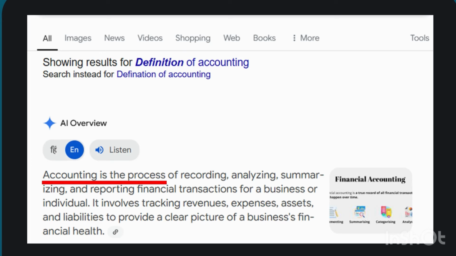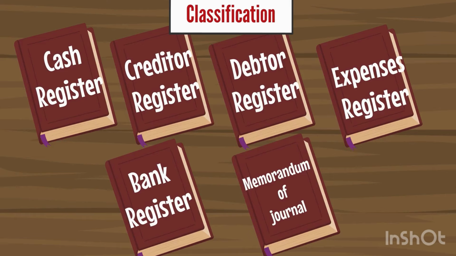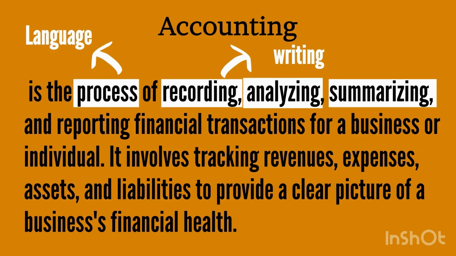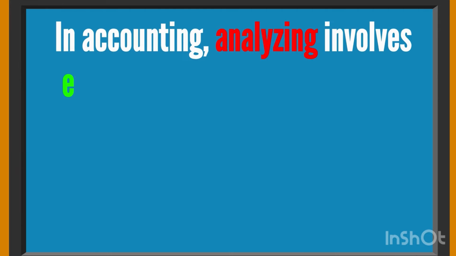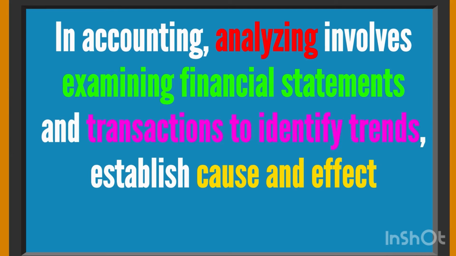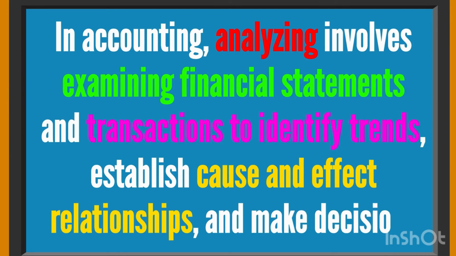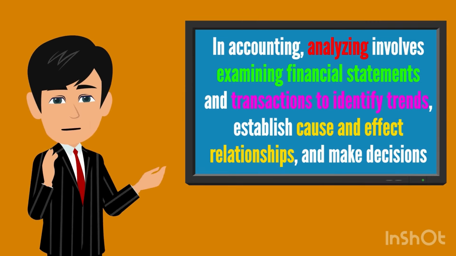Accounting is the process of recording, analyzing, summarizing, and reporting financial transactions for a business or individual. We understood the meaning of recording, classification, and summarization. Now, what is analyzing? In accounting, analyzing involves examining financial statements and transactions to identify trends, establish cause and effect relationships, and make decisions. Let's understand analyzing by using the example of a shopkeeper.